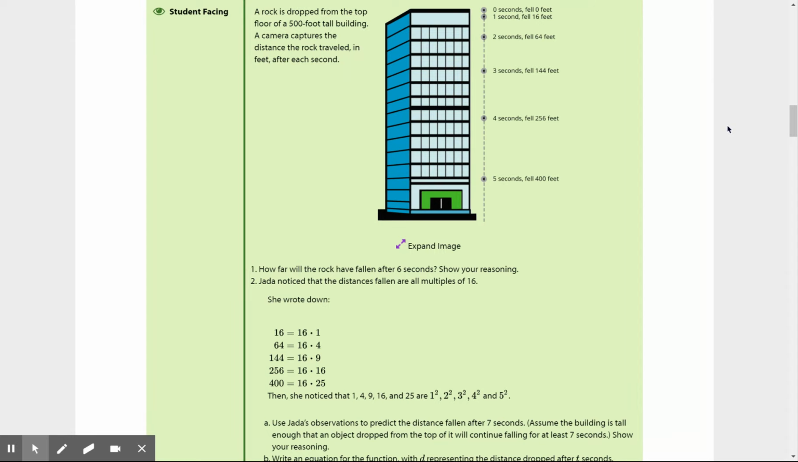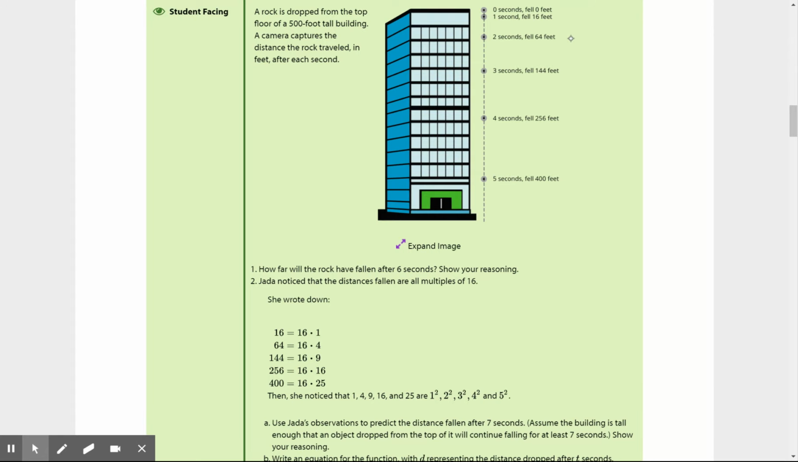At 3 seconds, it's fallen 144 feet. At 4 seconds, it's fallen 256 feet. And at 5 seconds, it's fallen 400 feet. So the first question asked is, how far will the rock have fallen after 6 seconds? If you're like me, you might try to determine this based on some type of reasoning. Otherwise, if you weren't exactly sure what you were looking at, you might still see some type of connection here.